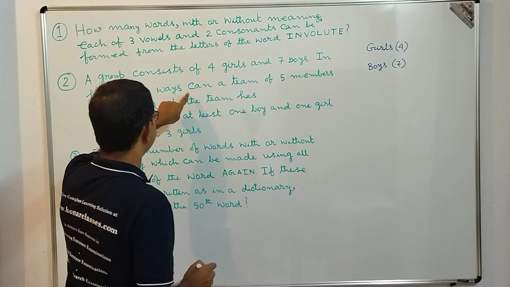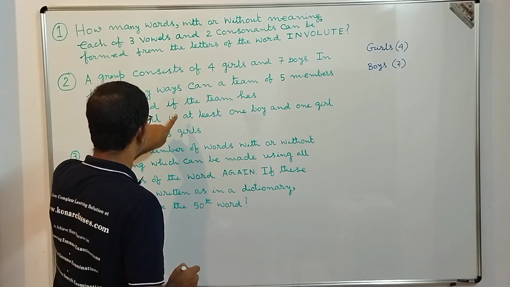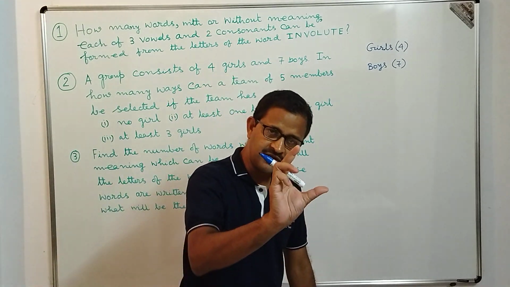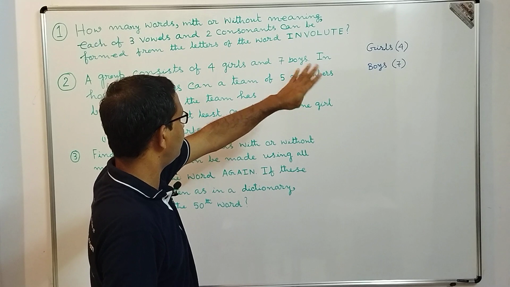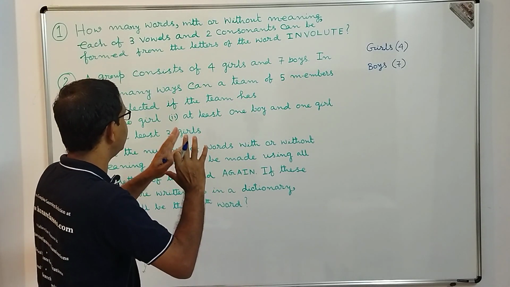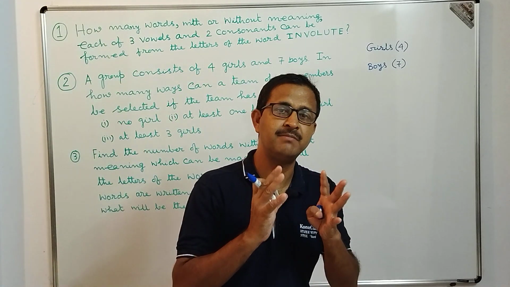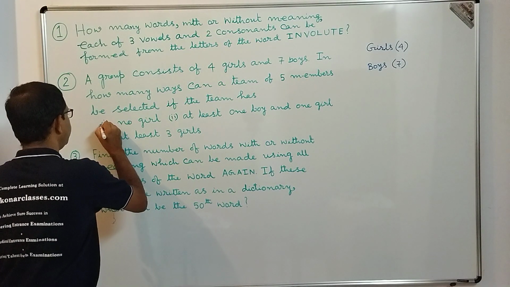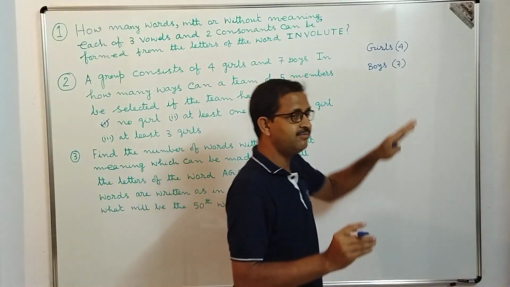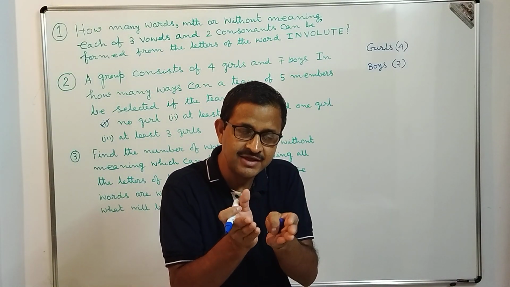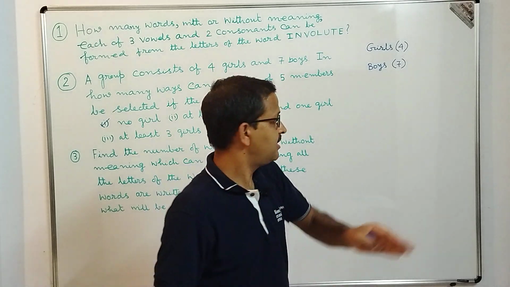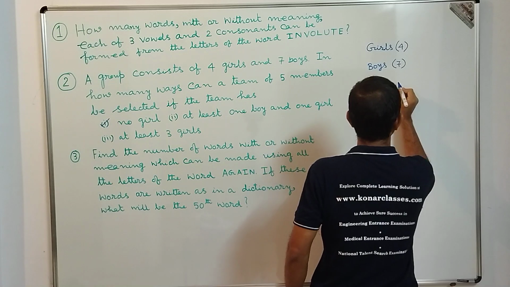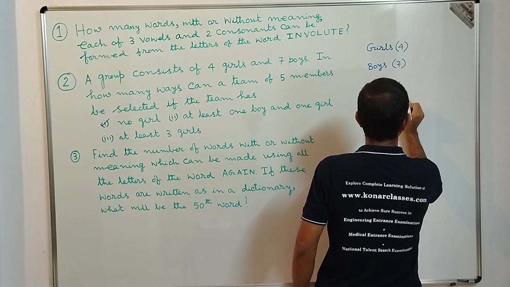In how many ways can a team of 5 members be selected if the team has the first one, no girl? So what is our task? From this set of 4 girls and 7 boys, we need to form a team of 5 members, but no girls should be there according to the first one. So what will it be? No girls means I am left with selecting the 5 team members from the 7 boys, meaning all the team members will be boys. How many ways can we do this? That is 7C5.